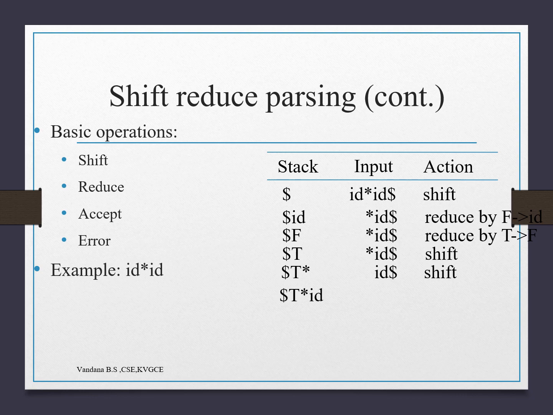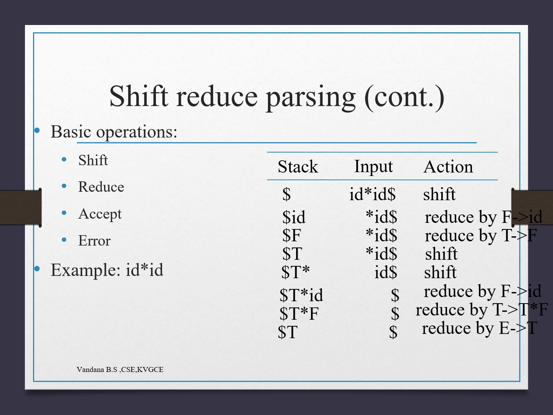T star id. Now is T star id a handle? No. Is id a handle? Yes, id is a handle. What does it have to do? It has to perform the reduce. id is replaced with F. Now look at the stack. The parser again examines the stack for verifying the handle. T star F is a handle, so this is reduced to T. Now T is a handle. It is reduced to E.